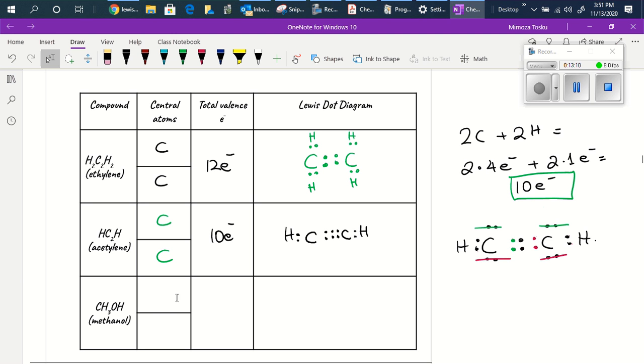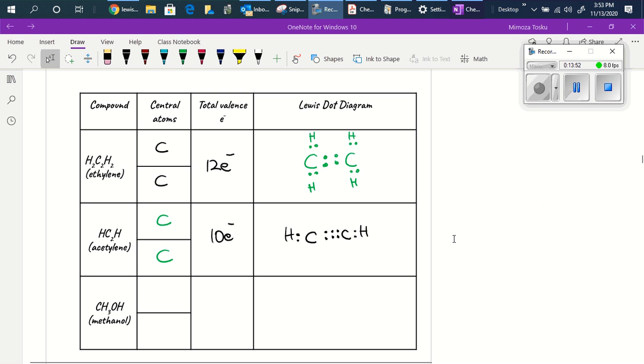Let's move now to the next one. The next one is methanol. However, I will erase this work here so that we can use this space to do the work that is required. As you see here, actually we have only 1 central atom, but then we have a branch that is going around. So it looks like we have 1, but actually we will have more than 1. When we draw the Lewis dot diagram, you will see. Allow me to erase the space and then I will come back.